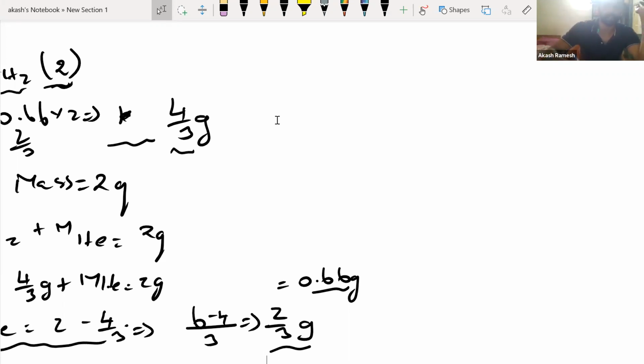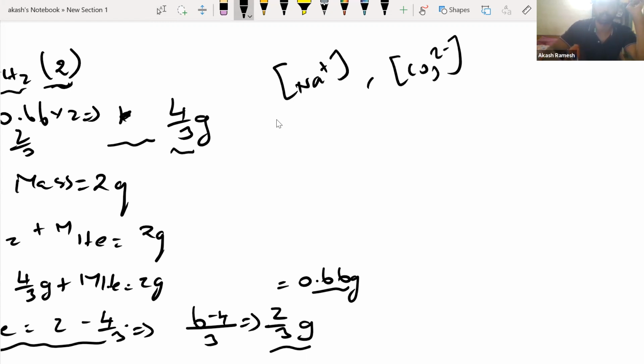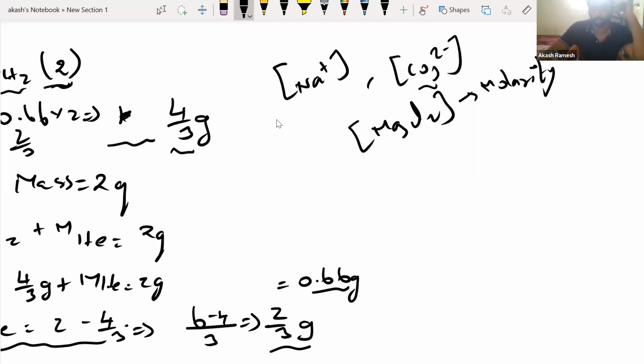Right, now I can write it like this, guys. If I put some ion in a square bracket like this, that means I'm talking about their molarities. So now the question is, 26.5 grams of Na2CO3 is dissolved in enough water to make 250 ml of the solution. Total volume became 250 ml. Now all I want to know is this value and this value: the molarity of Na plus and the molarity of CO3 2 minus.